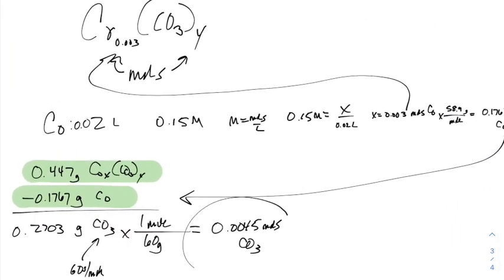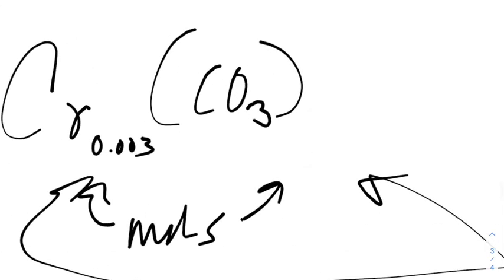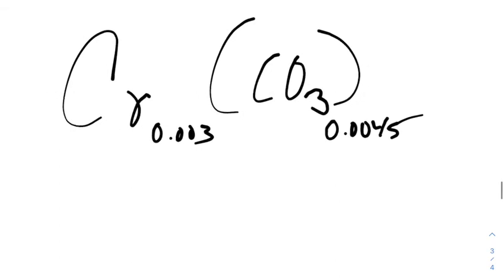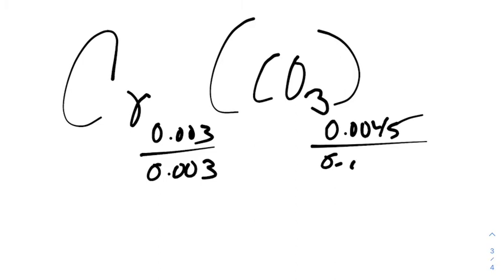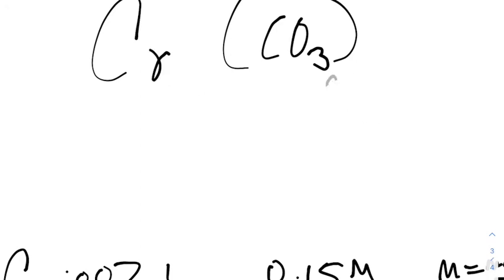So I come up here and I take my 0.0045 moles of carbonate, and I plug it into here. This one's not the same. The other two were the same. This one's not. No big deal. You divide by the smaller of the two numbers. So I'm going to divide this by 0.003 and divide that by 0.003. And if you do that, then you get 1 to 1.5.